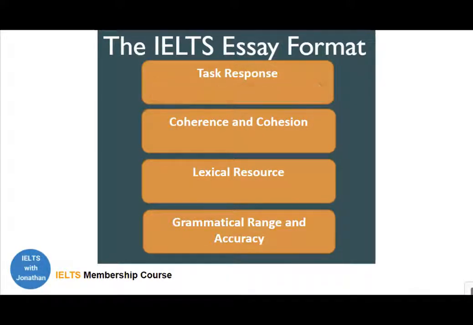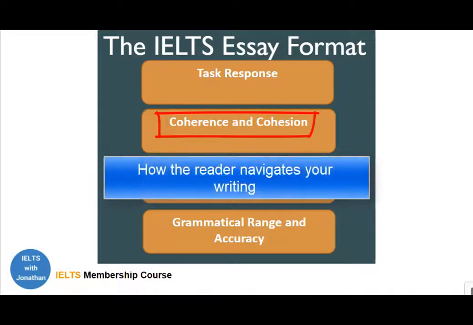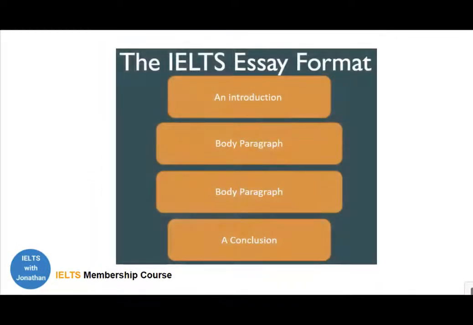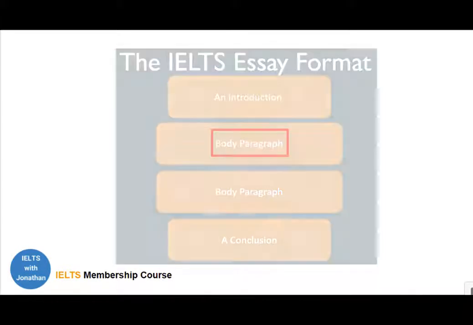The second area of assessment is cohesion and coherence. This is directly related to the structure of your writing and how this helps the reader to navigate your work. Thinking about cohesion first means that your essay is organised logically and has a clear structure with an introduction, a body paragraph or paragraphs, and a conclusion. The essay needs to be divided clearly into paragraphs, and each paragraph needs to have a clear central idea.